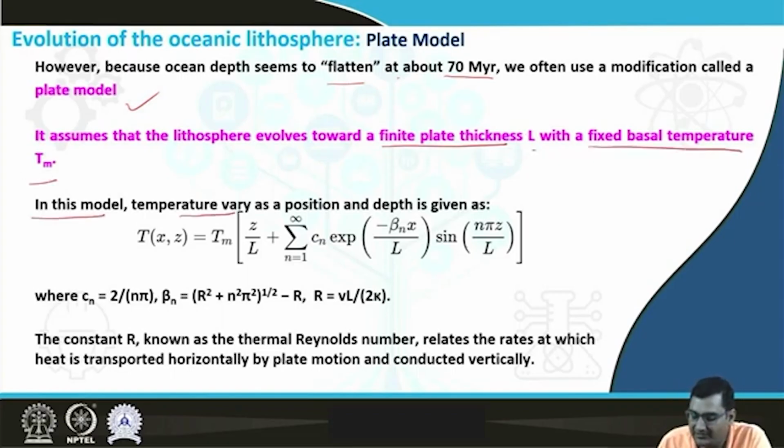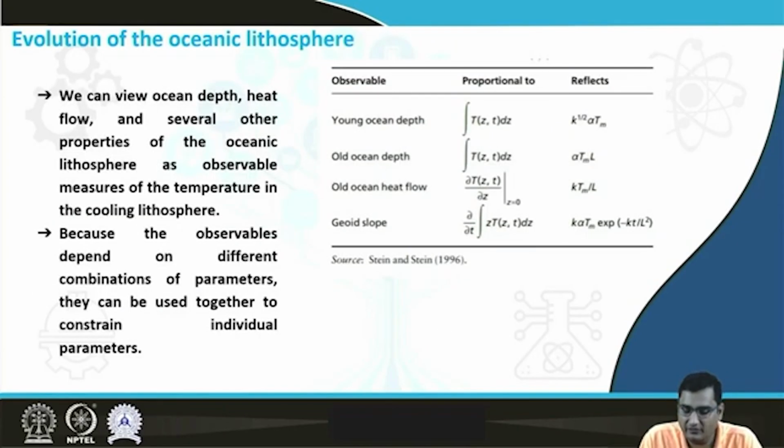In this model, the temperature varies with position and depth, and is given as T(x, z) = Tm (z/L) + summation n = 1 to infinity Cn exp(-beta_n x/L) sin(n pi z/L), where Cn is 2/(n pi), beta is the square root of (r squared + n squared pi squared) minus r, and r is equal to VL/2 kappa. The constant r, known as the thermal Reynolds number, relates the rates at which heat is transported horizontally by plate motion and conducted vertically. Evolution of the oceanic lithosphere.